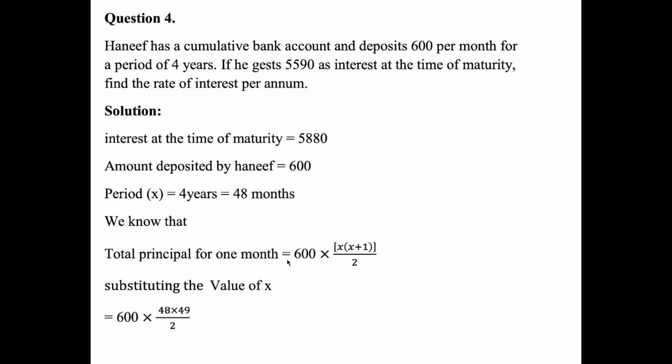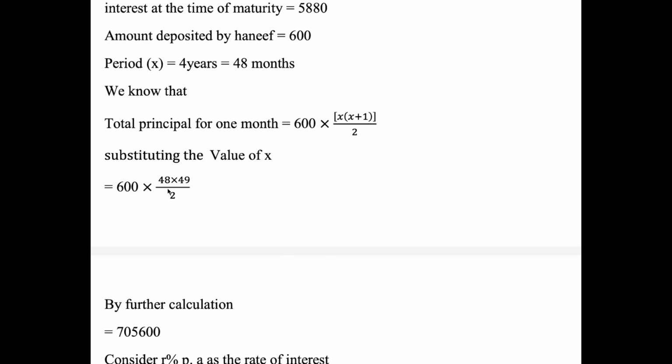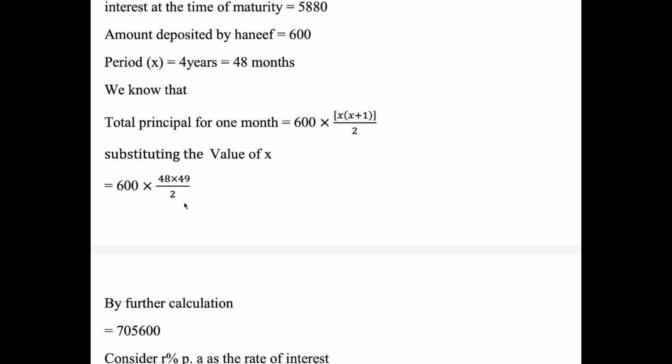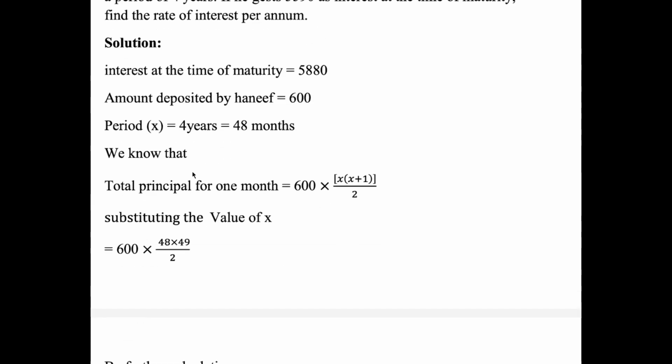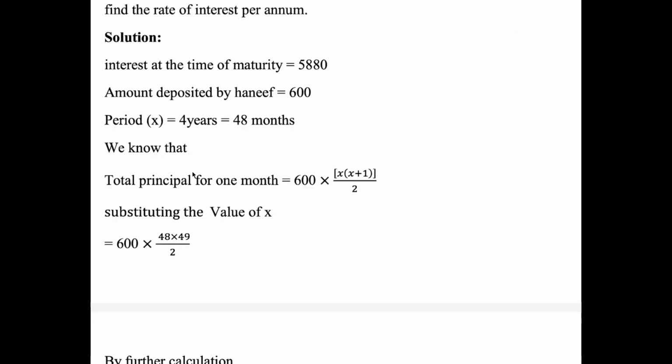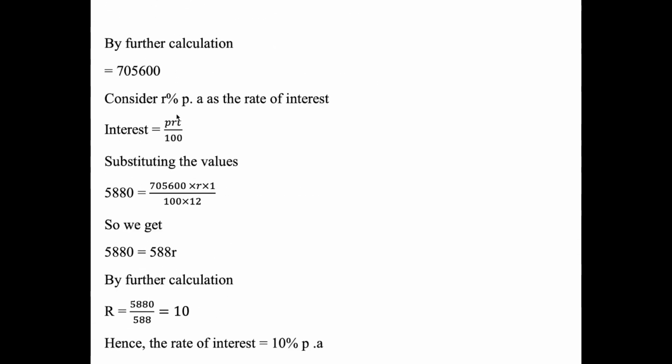So total principal for the 1 month, as you know, the same calculation procedure, x into x plus 1 by 2. So here 600 into 48 into 49 by 2. So it is coming 7,05,600. Now the rate of interest, that is R%. So rate of interest is not given over there in the question paper. So here we are assuming that R% per annum is the rate of interest.